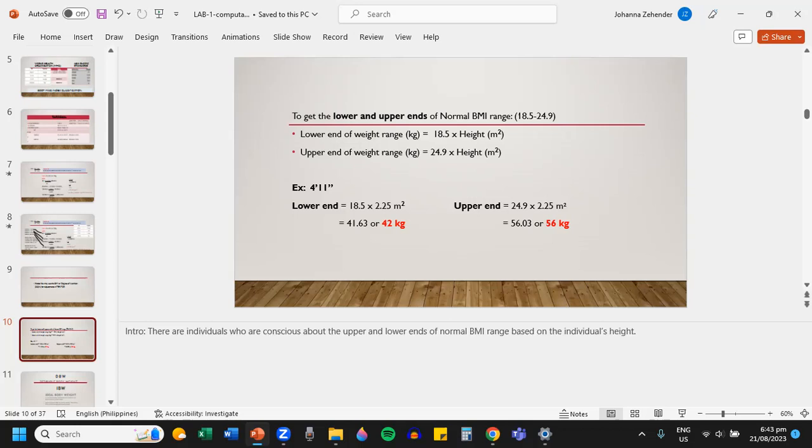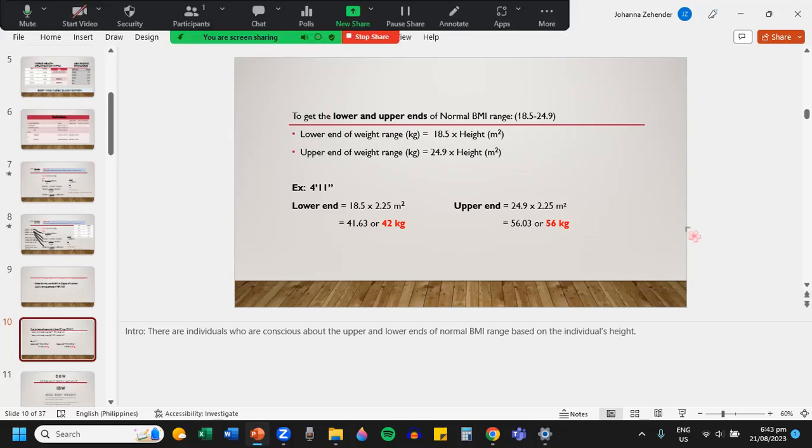Now that is the upper end of the weight range according to the person's BMI. So meaning for the person to have a normal BMI measurement, his or her weight should be 42 kilograms to 56 kilograms. This is the normal weight range that the patient should maintain.